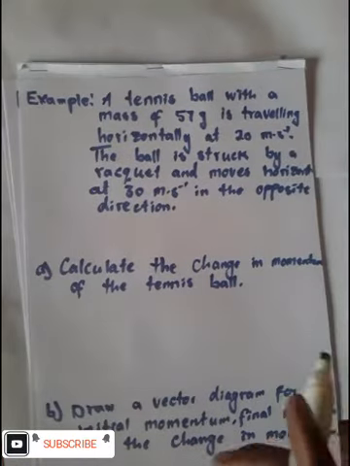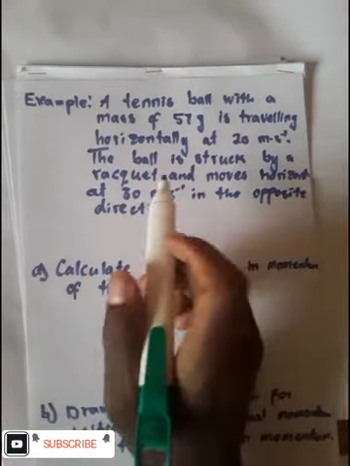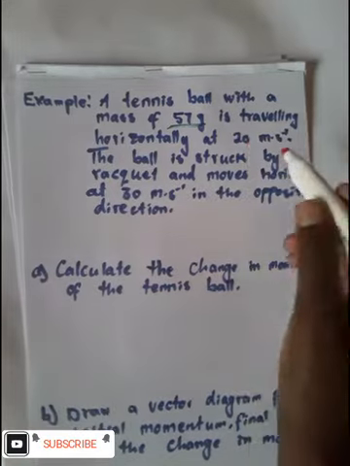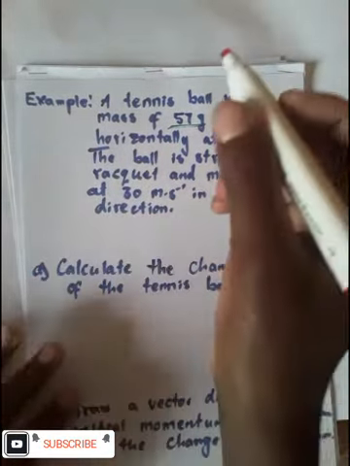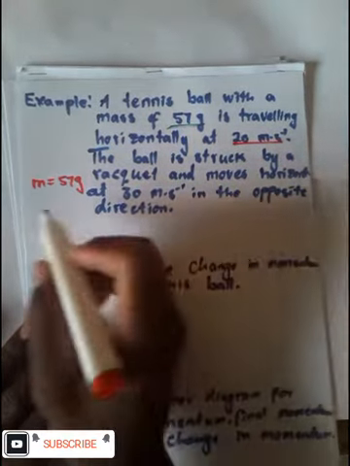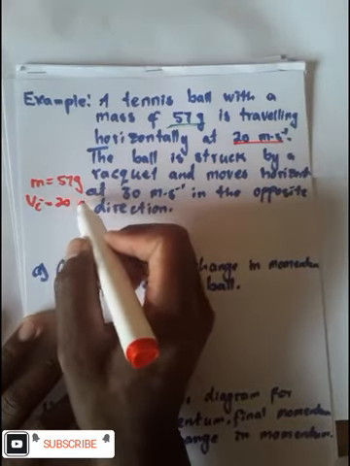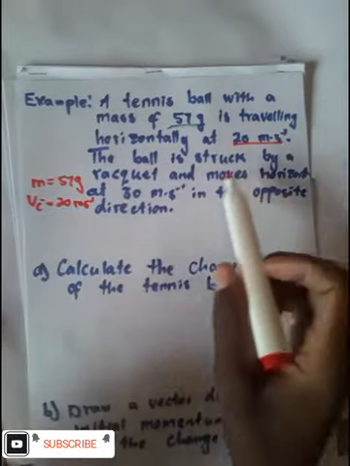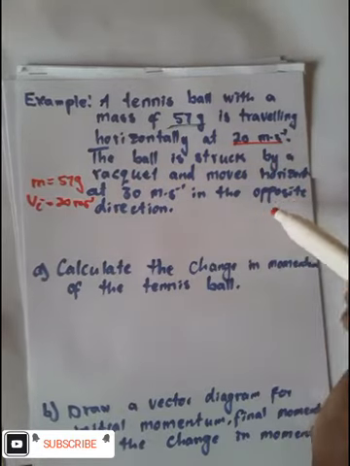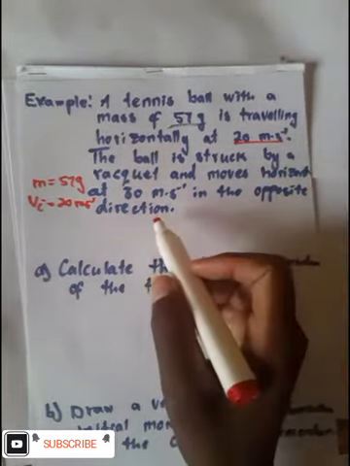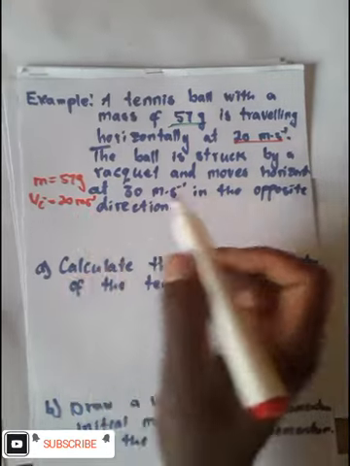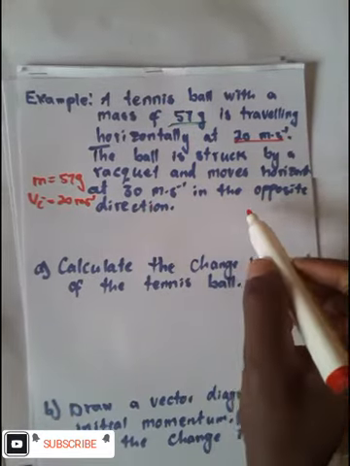So let's do one example for the change in momentum. It says a tennis ball with a mass of 57 gram is traveling horizontally at 20 meters per second. So what's the mass of that object? The mass of the object is 57 gram. The v initial of the object is 20 meters per second. And then the ball is struck by a racket and moves horizontally at 30 meters per second in the opposite direction.